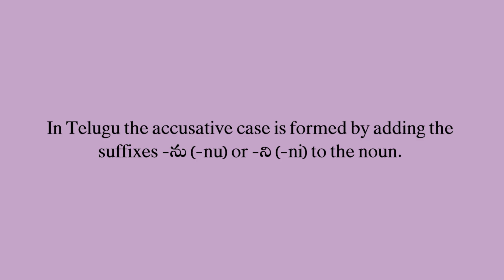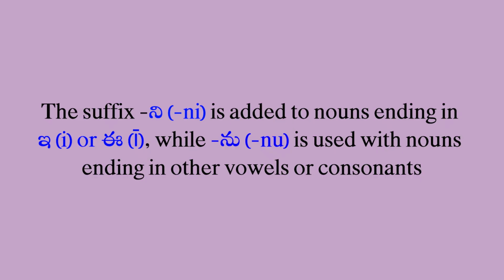In Telugu, the accusative case is formed by adding the suffixes nu or ni to the noun. The choice between these suffixes depends on the final sound of the noun. The suffix ni is added to nouns ending in i or ī, while nu is used with nouns ending in other vowels or consonants. This rule ensures smooth pronunciation and natural sentence flow.